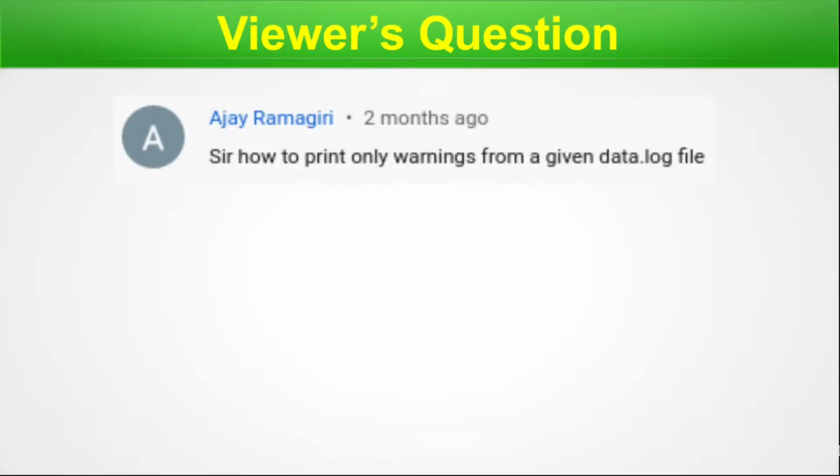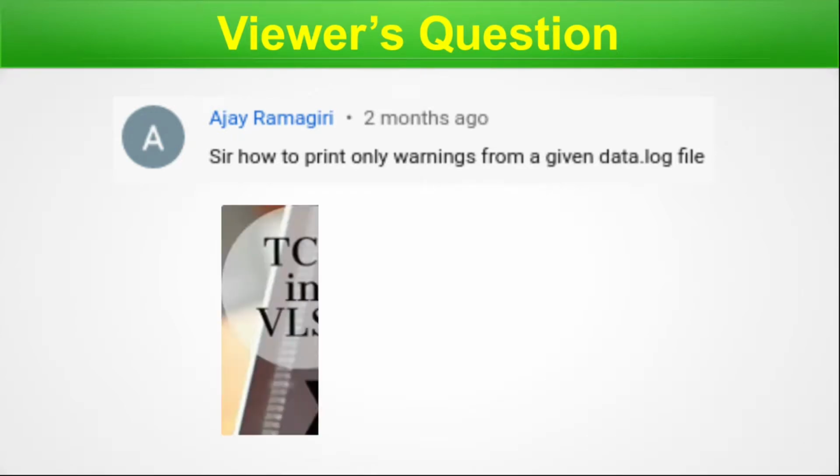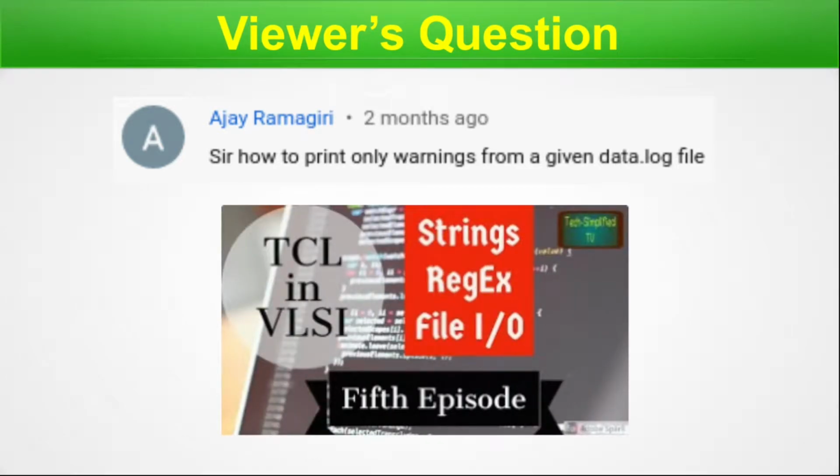Hey guys, welcome back to the computer screen. We are discussing a viewer's question. Ajay Ramagiri has asked how to print only the warnings from a given data.log file. He has asked this question in the 5th episode of Tcl in VLSI. There I have discussed file IO, that means input output of a file. So without any further delay, let's begin.